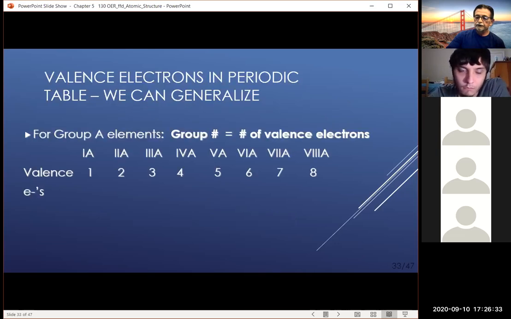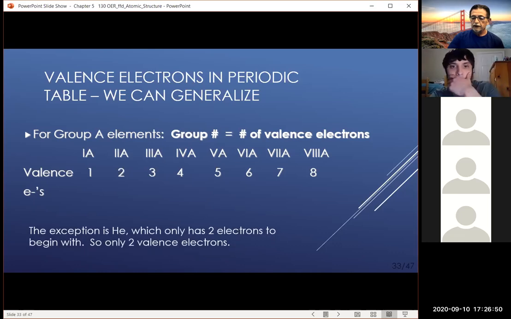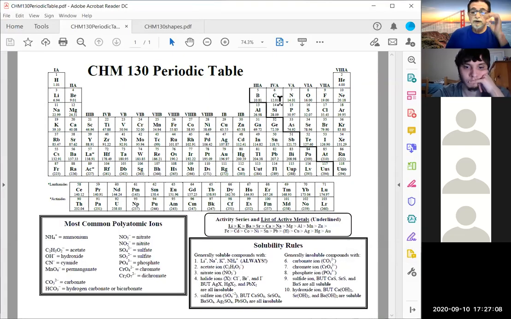Now, this is the group number because it will help you to remember how many valence electrons it has, based on what group number it's in for the A elements. So group 1A, 2A, 3A, 4A, 5A, etc. They each have 1, 2, 3 valence electrons, okay? The only exception is, again, helium, which has 2. So here, you can use the periodic table and at a glance be able to determine a lot.